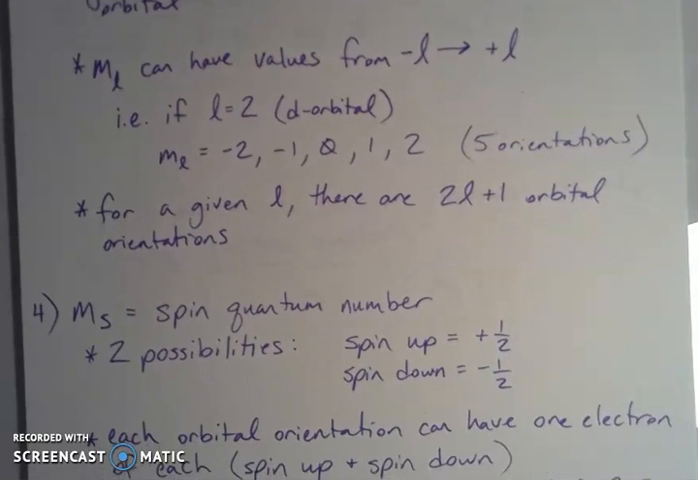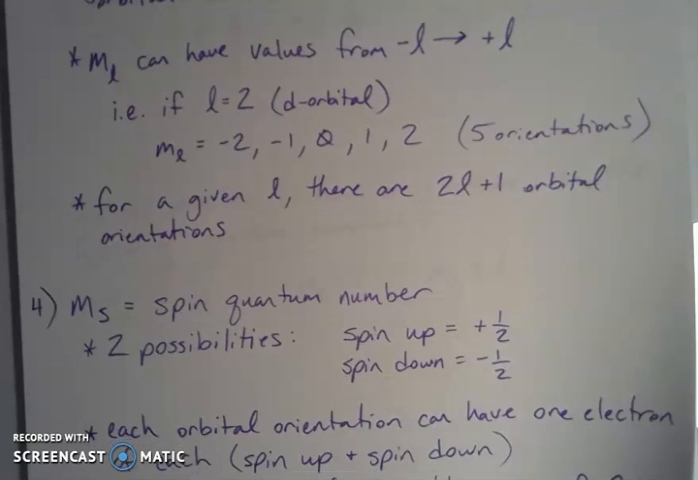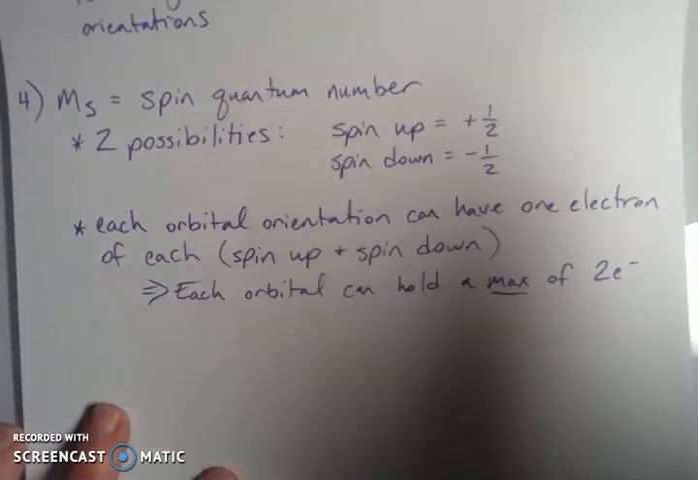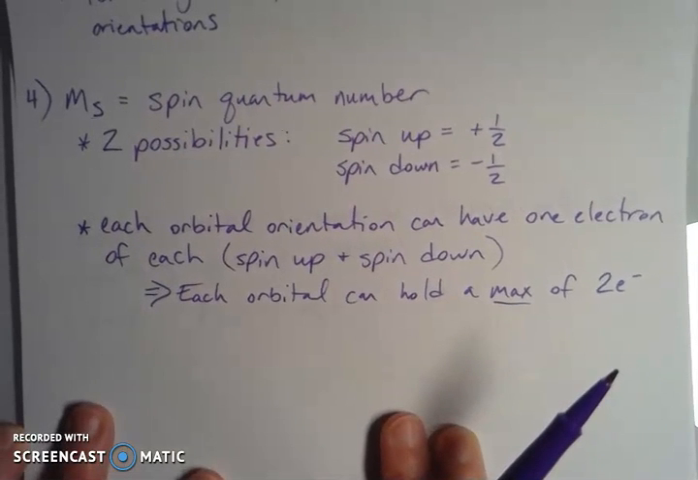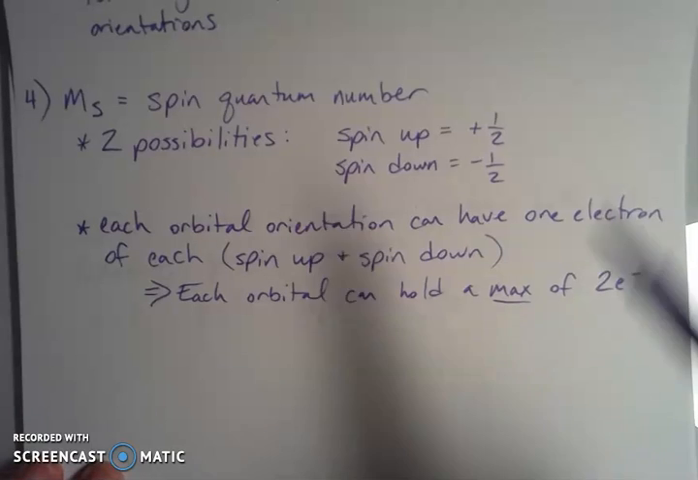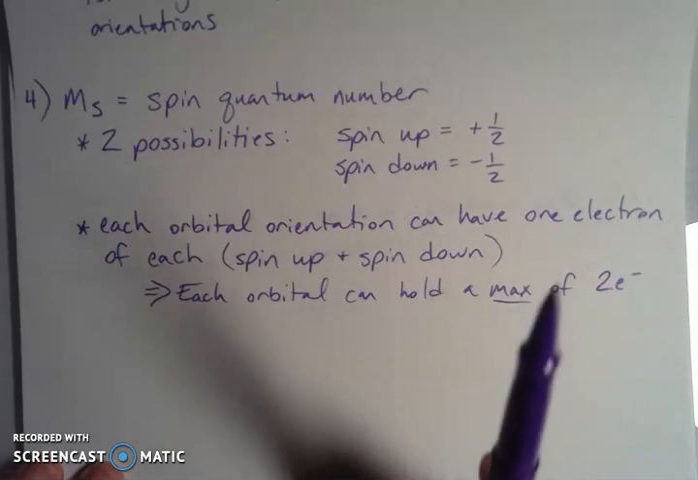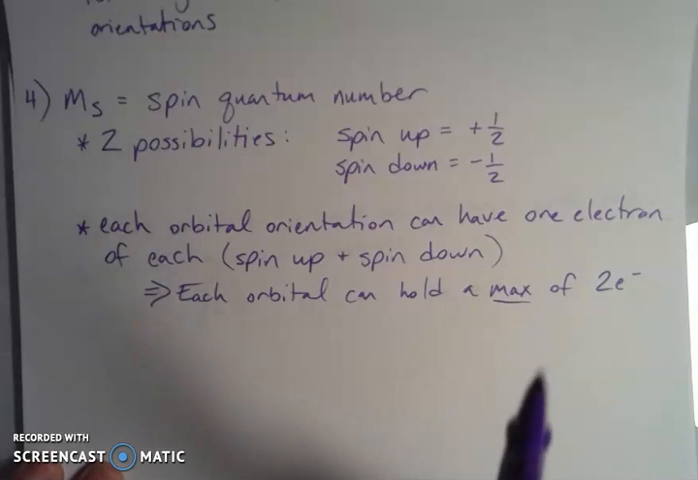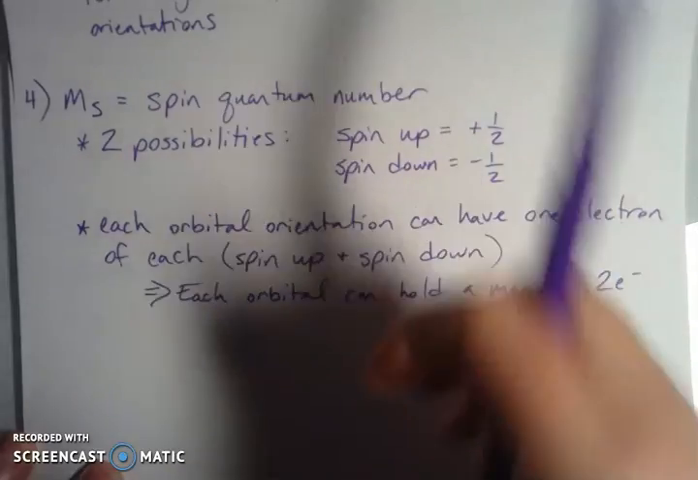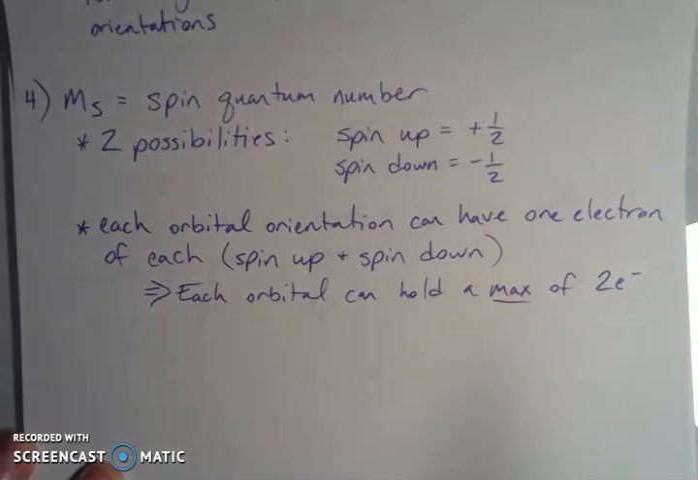Now, the last quantum number has to do with a characteristic of the electrons themselves. So if we look at m sub s here, that's the spin quantum number. A characteristic of spin: electrons have a characteristic where they're spinning, and they can either spin clockwise or they can spin counterclockwise. And for those of you who've taken physics and know your right-hand rule, so we're going up versus going down, spin up and spin down relate to that.